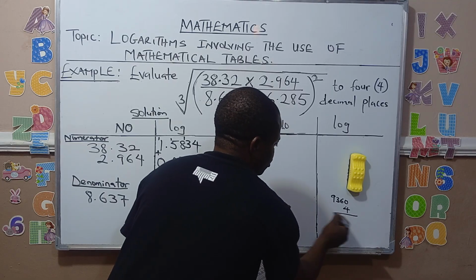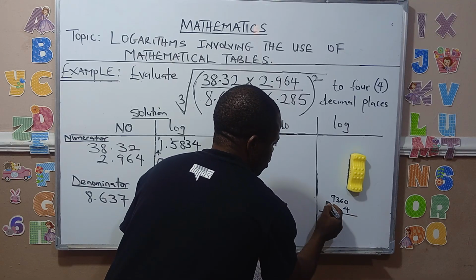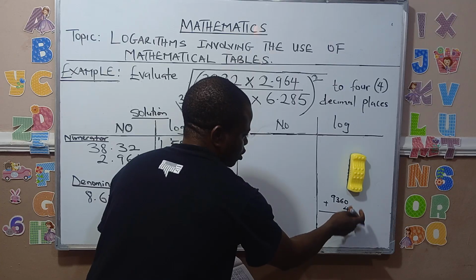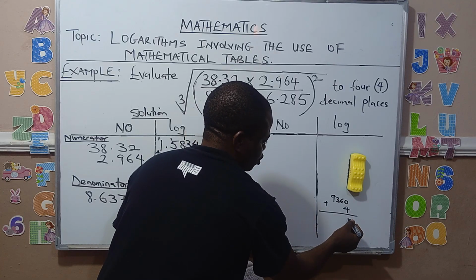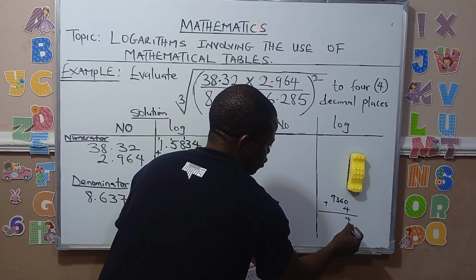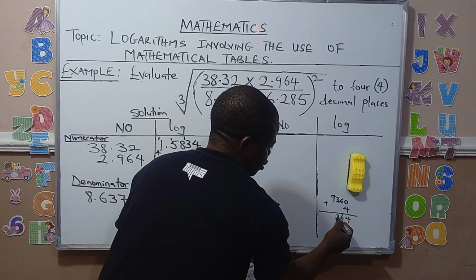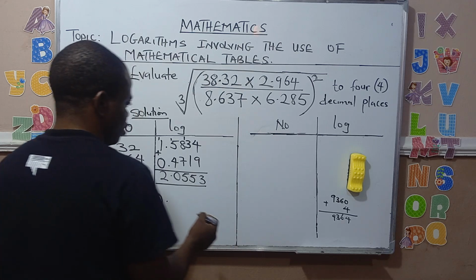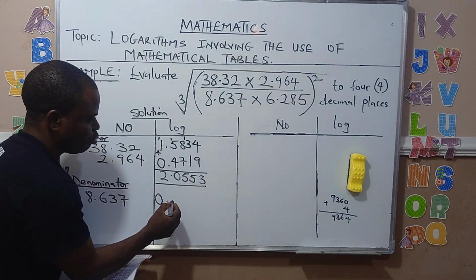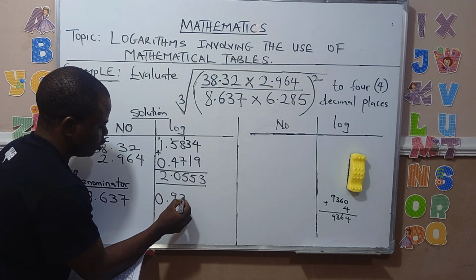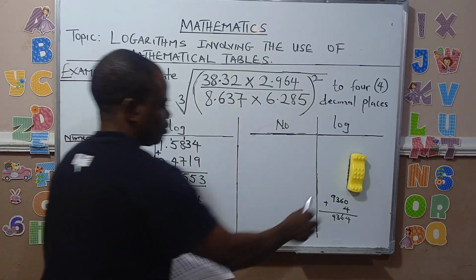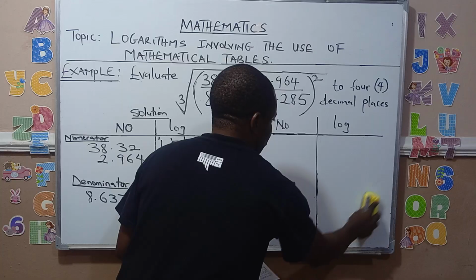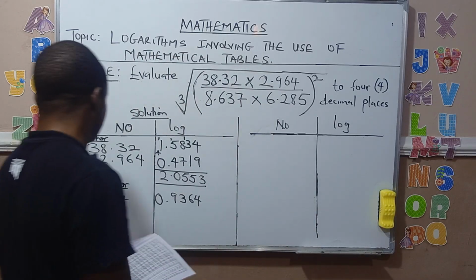Start adding it from the back, which is under 0. 0 plus 4, that is 4. Bring 6 down, 3, 9. You're having 0.9364 as the decimal fraction or the mantissa.